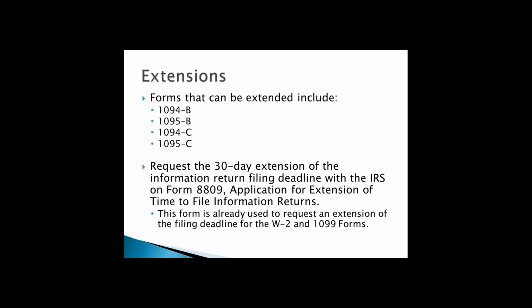The IRS regulations allow filers to request an automatic 30-day extension of the information return filing deadline on Form, again, 8809, and an additional 30-day extension if the first automatic 30-day extension was granted by the IRS and if the additional extension is filed before the expiration of the automatic 30-day extension. So again, if you believe you'll need that extension, I would suggest getting on the IRS website and really looking at Form 8809 and what information is needed to fill out that form.